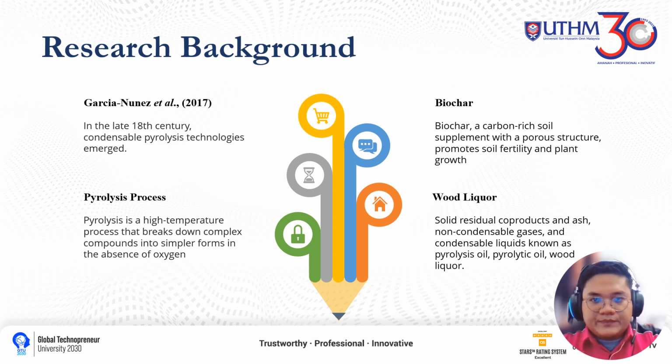any biocomposite. Biochar is a carbon-rich soil supplement with a porous structure that helps soil fertility and plant growth. Most of its application is in agricultural purposes, but at the same time, biochar can also be used as a fuel. Then the wood liquor: the by-products are solid residual co-products and ash, non-condensable gases, and a condensable liquid known as pyrolysis oil, pyrolytic oil, or wood liquor. It is mostly used as a pesticide in the agriculture sector.